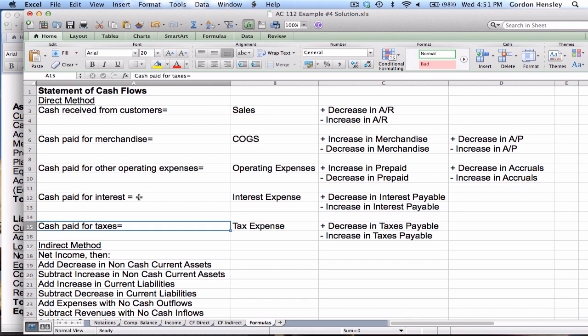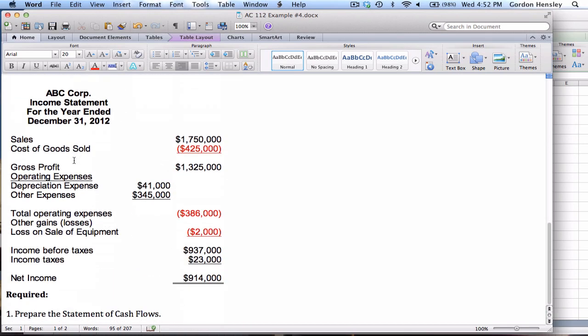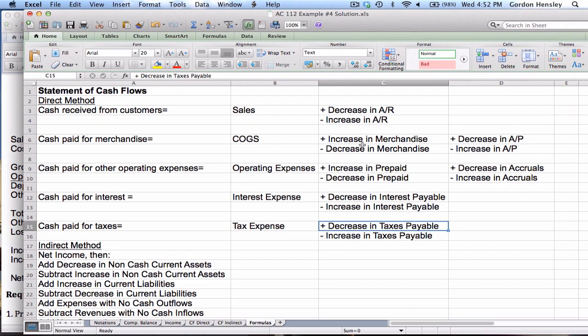But I do have taxes, so I'm going to look at the formula for cash paid for taxes. And it's going to be the tax expense. Then we're going to consider the taxes payable. So on my income statement, where would be my income taxes? Right here near the bottom. Looks like they paid $23,000 in income taxes.